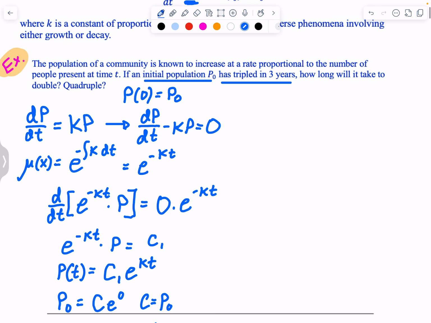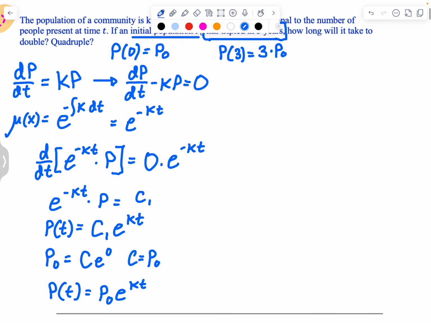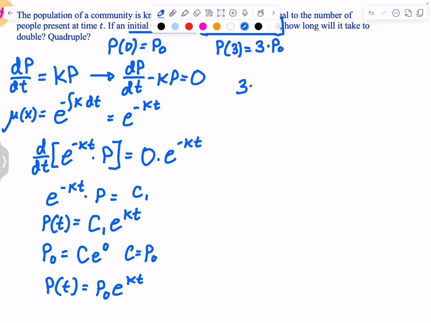We're going to use this. So what this says is, P of 3 is going to be 3 times P naught. I know the 3 there is kind of confusing, but the 3 in the parentheses is time, and the 3 times P naught is the triple. So I'm going to use the equation that we had down here. 3 times P naught, that's our output, equals P naught e to the 3k. We plugged in t there. Notice this is why this problem works out: P naught is on both sides, so I can just divide by it and get it to go away. So I have e to the 3k.